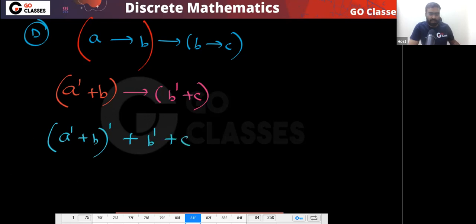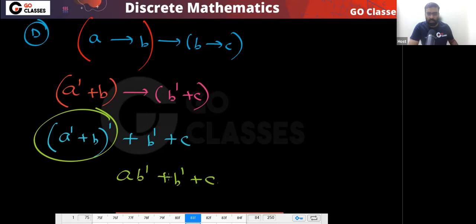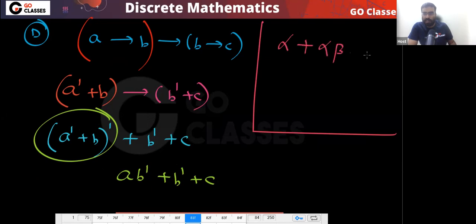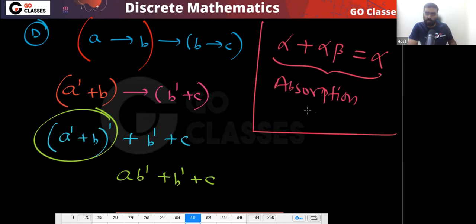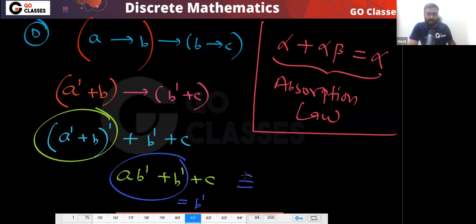Now you can apply the De Morgan law here. So that will be A, B bar or B bar or C. Now this rule we have already seen, alpha or alpha beta, that is the absorption rule. So this is your absorption law. So this is nothing but B dash. Finally, you will get B dash or C, again a contingency.